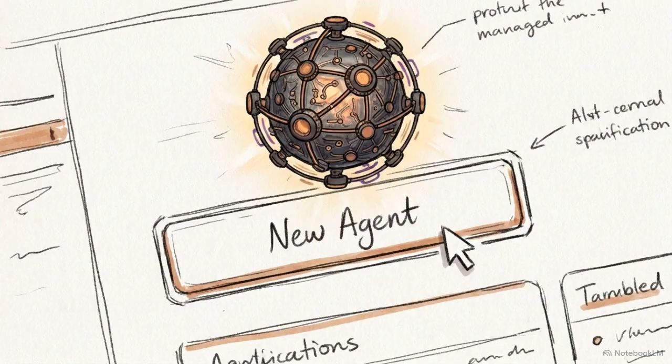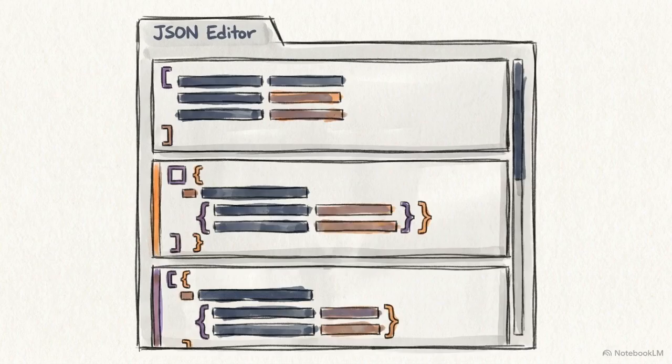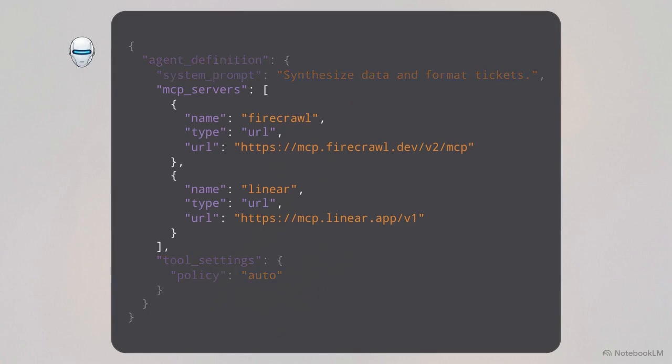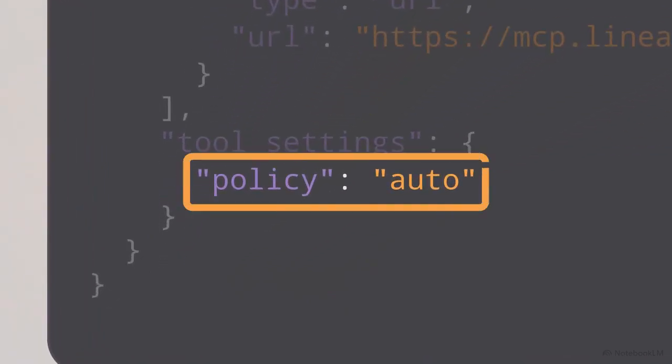Step 3 brings us to the agent itself, the central logic engine that decides when and how to use our external tools. When you click New Agent, a guided builder wizard will open. Skip it. During the beta period, this wizard sometimes drops custom MCP server configurations. Instead, switch straight to the manual JSON editor to ensure our configuration saves exactly as intended. In this code structure, you see an MCP servers array mapping integrations, nesting the Firecrawl URL and Linear connection alongside the system prompt. Notice the line where tool policy is auto. The agent must have permission to call tools autonomously without waiting for manual confirmation.